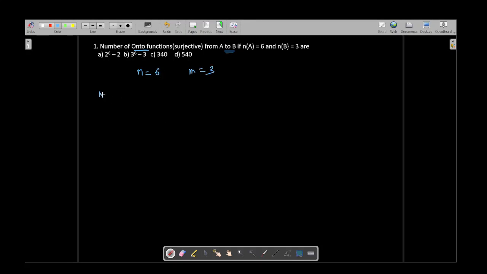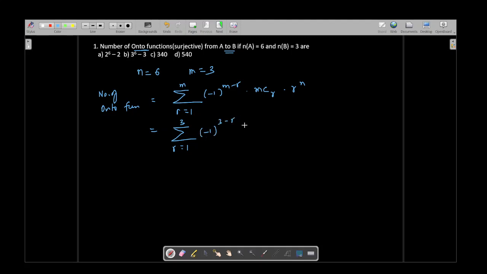So we know that the number of onto functions is equal to summation r is equal to 1 to m of minus 1 power m minus r into mCr into r power n. So we'll substitute all the given terms. R is from 1 to 3, minus 1 power m is 3 minus r, m is again 3Cr into r to the power of 6.